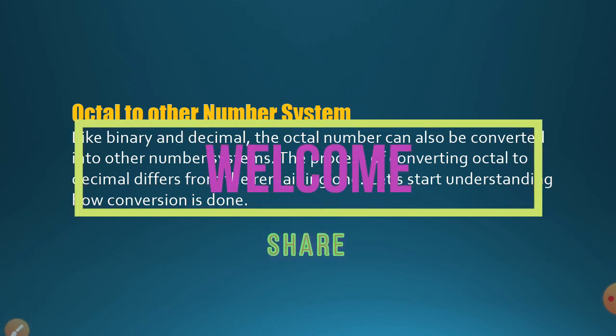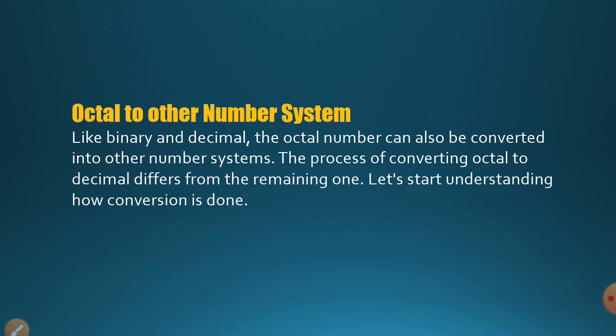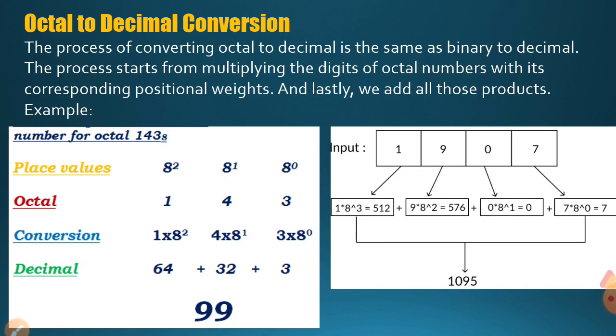Now the part comes that is for octal to other number systems. Whenever we are doing octal to other number systems, the process of converting octal to decimal differs from the remaining ones. Let's start understanding. So now we are taking first octal to decimal number system.